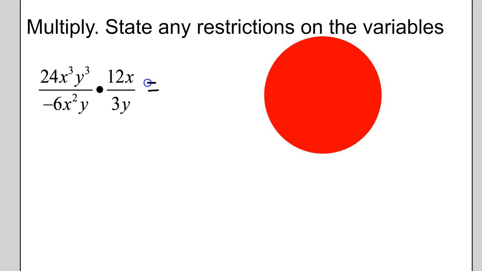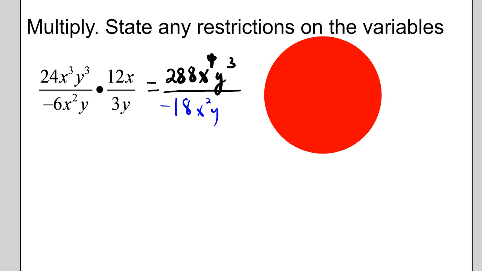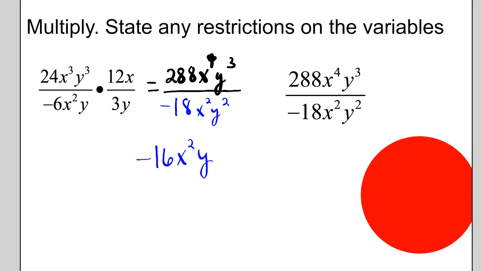I can multiply 24 times 12 to get 288, and I can get x to the fourth y cubed over, and I can do -6 times 3, which is -18, x squared, y squared. And then I have to start simplifying. So I have to take 288 divided by -18 and simplify that fraction. That's -16. So I get -16, and x to the fourth over x squared becomes x squared, y. And that is what I simplify to. Ooh, I had that there. Nice. So that's what this fraction multiplies to and simplifies to.